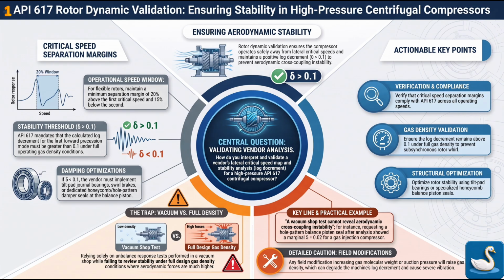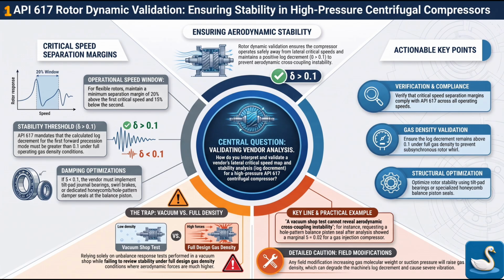Well, the foundational premise here is that rotor dynamic validation is strictly about ensuring safe, continuous operation away from lateral critical speeds. Fundamentally, we must maintain a positive log decrement. That means a delta strictly greater than 0.1. That threshold is absolutely required to prevent aerodynamic cross-coupling instability.